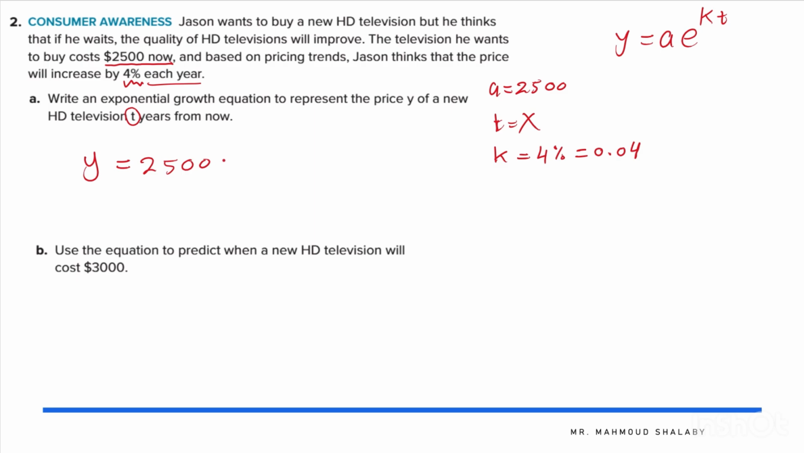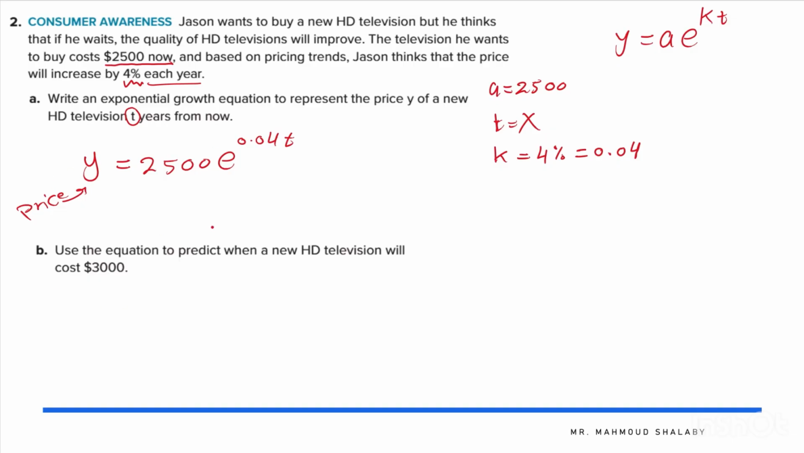2,500 e to the power of 0.04t. This will be the equation that will enable you to solve any question if you know what T is. Y here represents the price after T years. So this equation will help me. For example, if I give you after 2 years, you replace T by 2 and find the price. After 10 years, replace T by 10 and find the price.